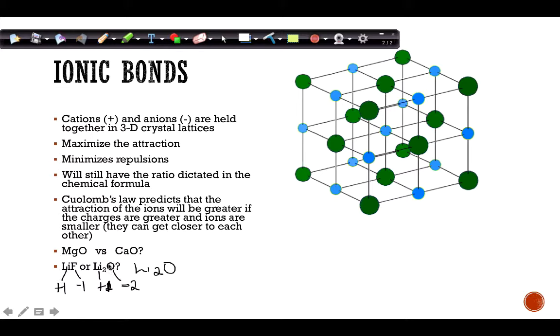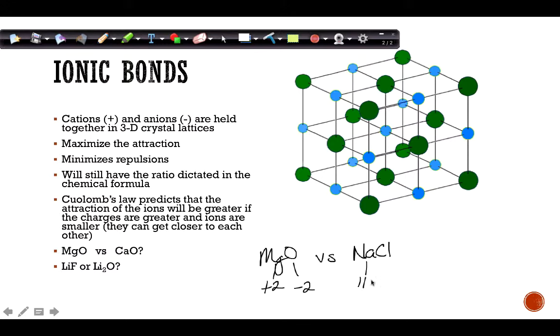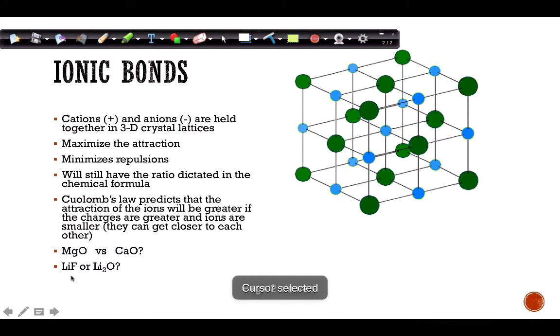So right here, since I've got a stronger charge, it's -2 instead of -1, this one will lead to stronger ionic bonds, which will lead to higher melting points and so on. So I could also have something like magnesium oxide versus sodium chloride. Well, if I look at the charges, I've got magnesium, which is +2, oxygen, which is -2, and then +1 and -1. Well, this one would have stronger ionic bonds because it's got ions which have higher charges. They're more attracted to each other.